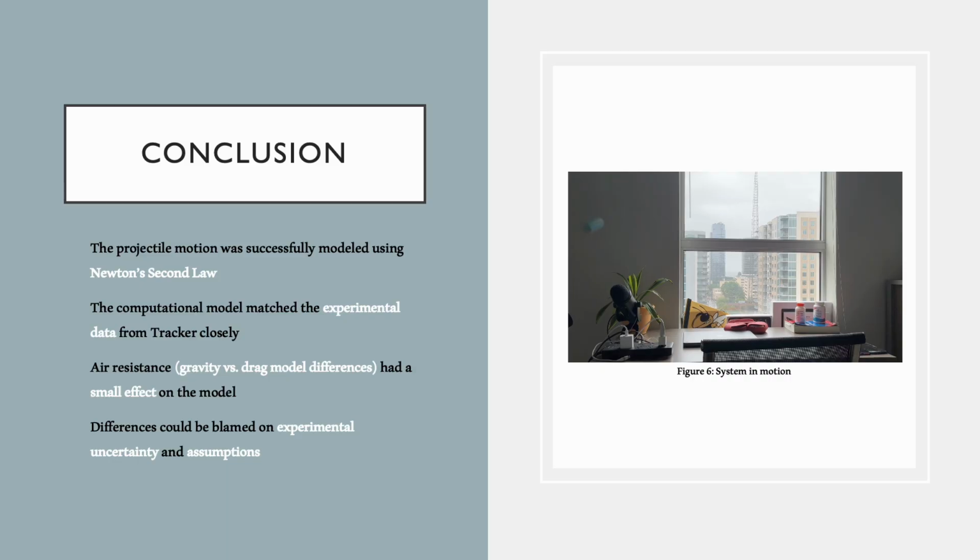The Tracker analysis provided experimental position and velocity data that were then used to build computational models in GlowScript. The gravity-based model closely matched the experimental results, while the drag model produced only a slight improvement since air resistance had very little effect on the short duration of the projectile's flight. Overall, the computational model successfully represented the experimental motion, showing that Newton's second law provides an accurate description of projectile motion under these conditions.